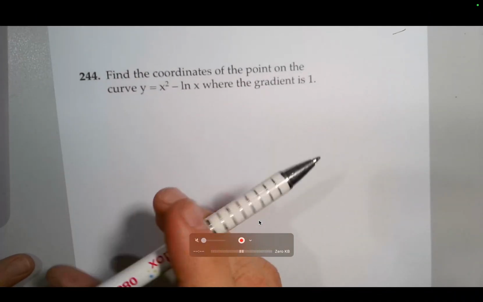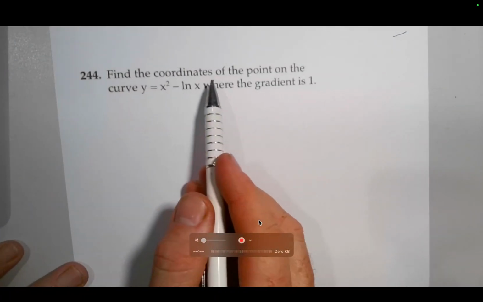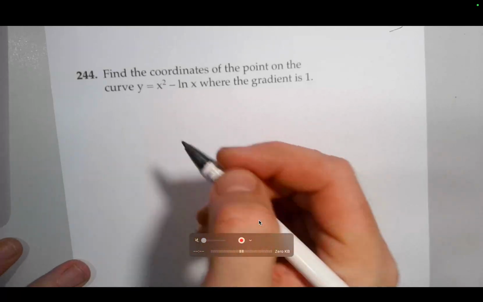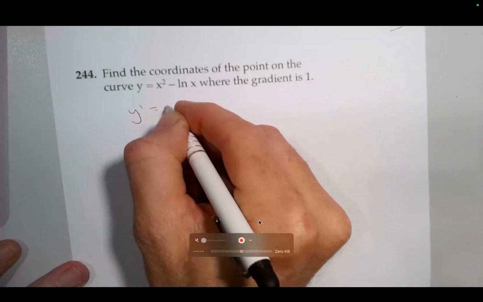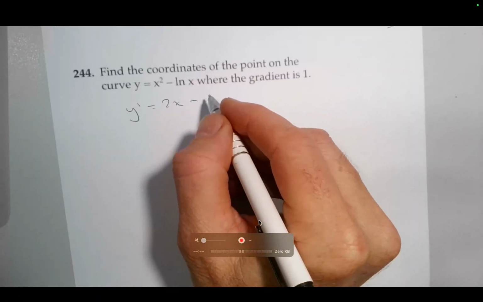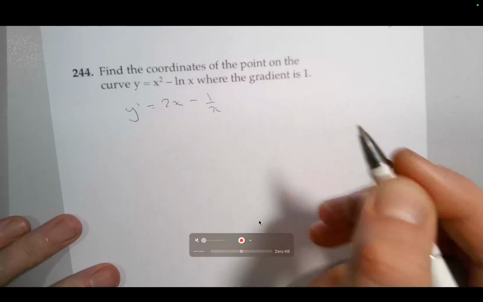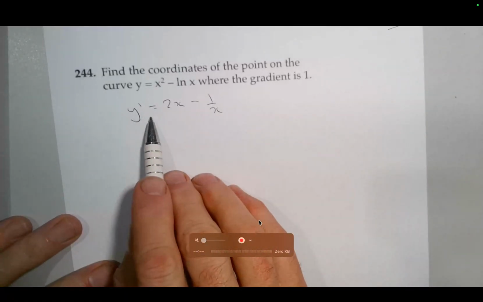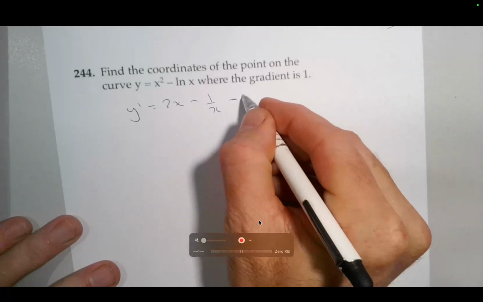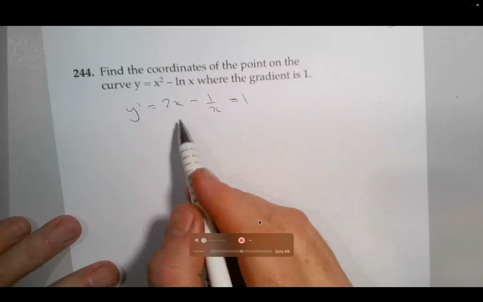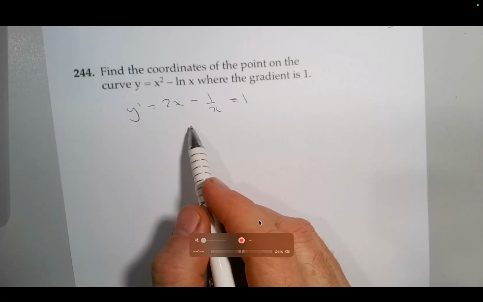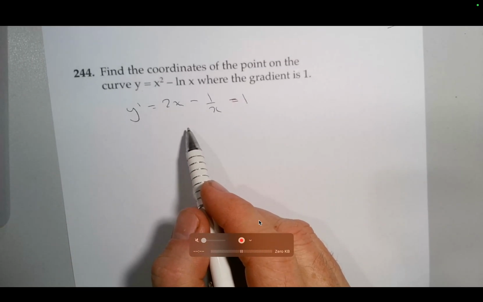So the key thing here is to find the coordinates. So we differentiate to find the gradient function. Now they've used y here, so we'll use that. So y dashed is 2x minus, differentiate natural log of x goes to 1 over x. So that's the derivative function, and we're going to put it equal to 1. And now you have to algebraically solve this. Okay, so various ways of doing this. Hopefully you're confident with your algebra.